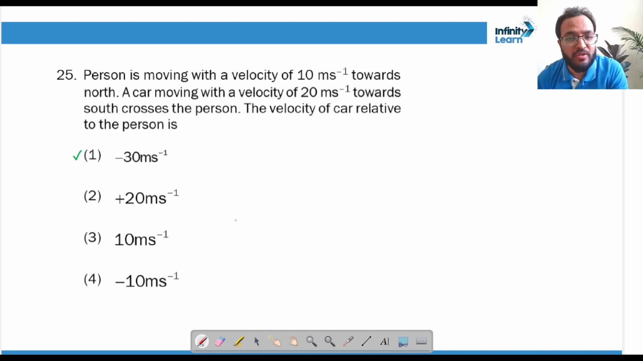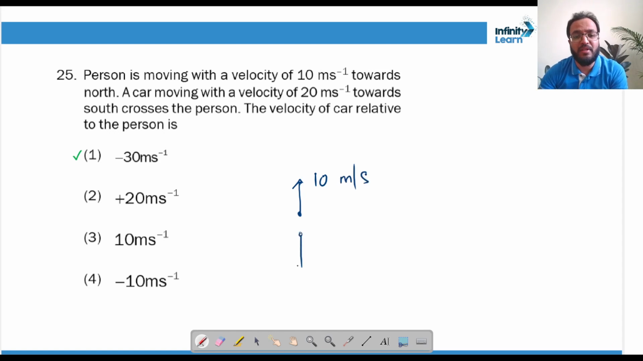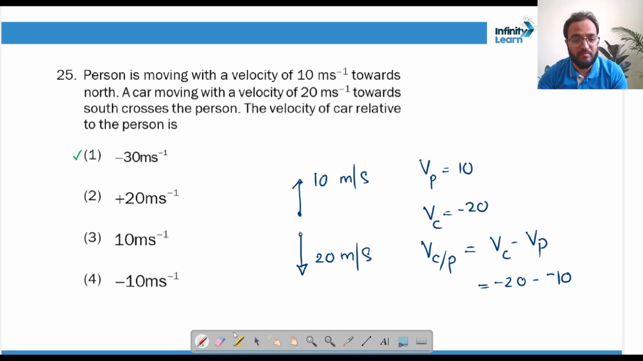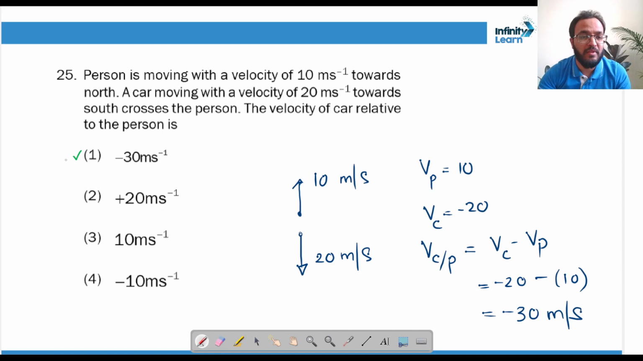25. A person is moving with a velocity 10 meter per second towards north. So it is going 10 upwards. And another person is going with 20 meter per second south. Velocity of person is plus 10, let's say, and velocity of car is minus 20. So velocity of car with respect to person is velocity of car minus velocity of person. So minus 20 minus 10. So the answer will be minus 30 meter per second. So first option is correct.